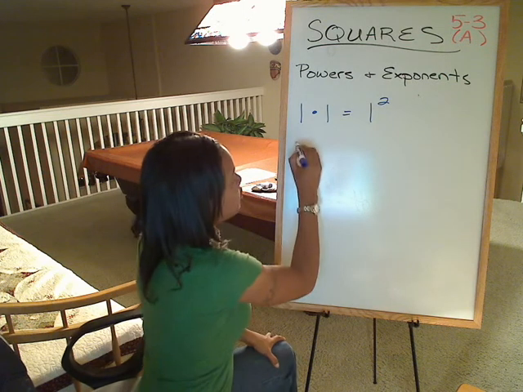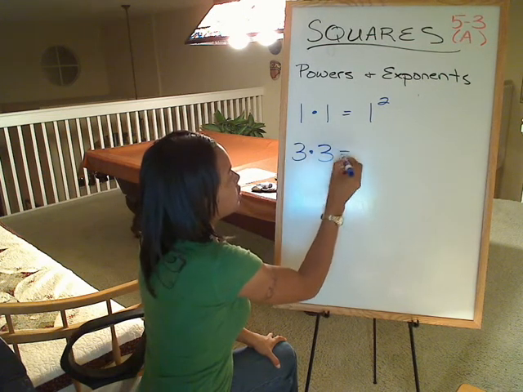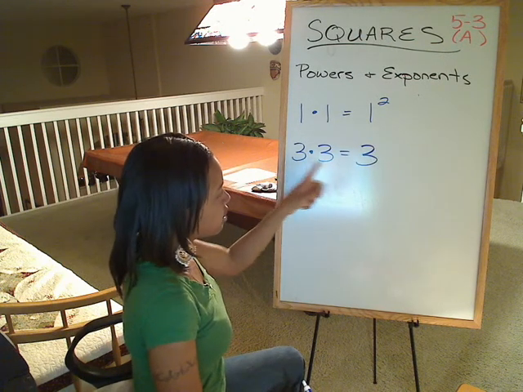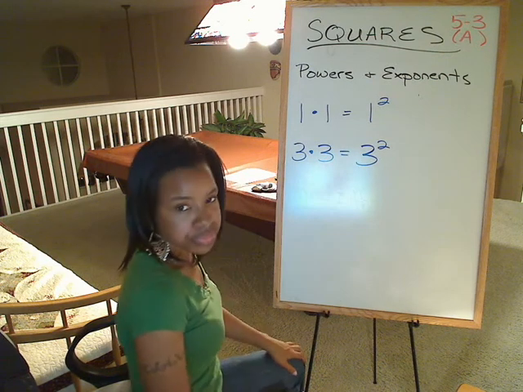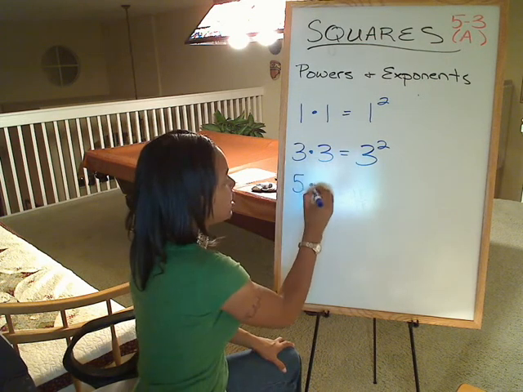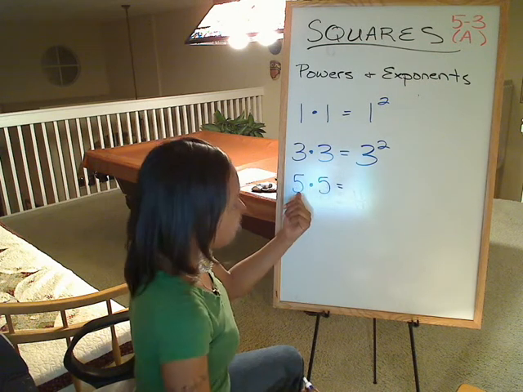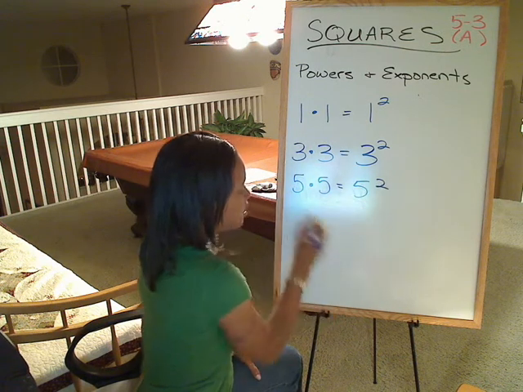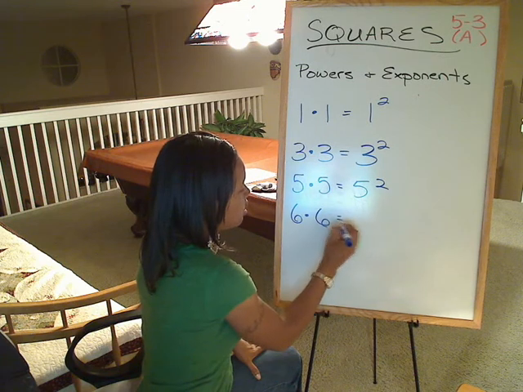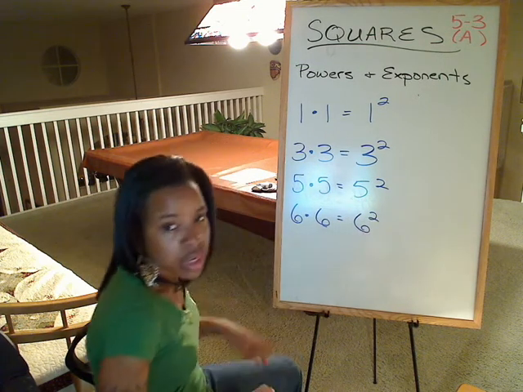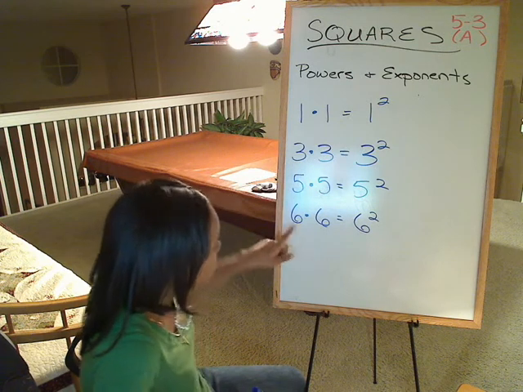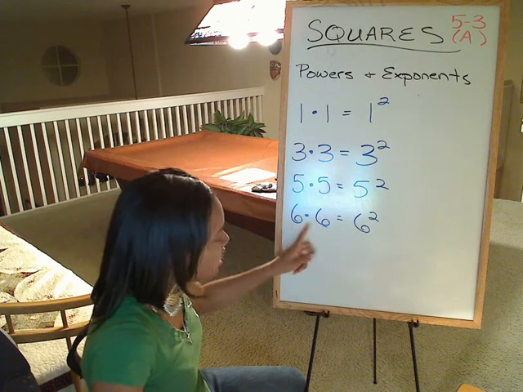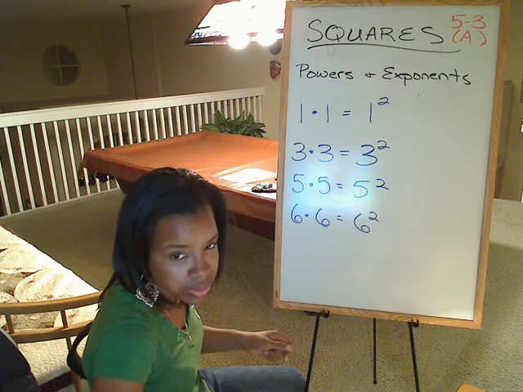So another example would be 3 times 3. The base is 3. I multiplied it 2 times. There are 2 3s here, so my exponent is going to be a 2. Okay? 5 times 5. The base is 5, and the exponent is 2. 6 times 6. The base is 6, and the exponent is 2. Notice the exponent is always 2 because I'm only multiplying it 2 times. That's important, okay? The exponent is how many times you're going to multiply that number, okay?